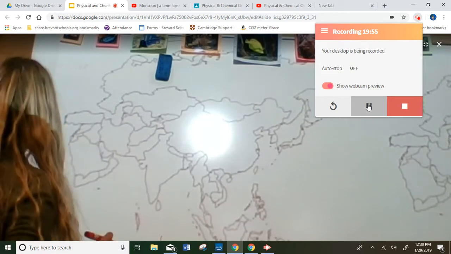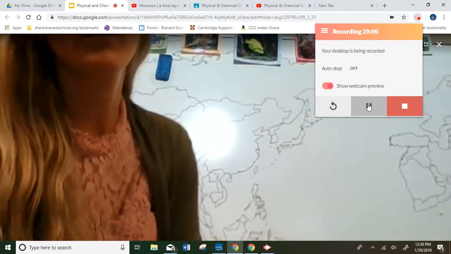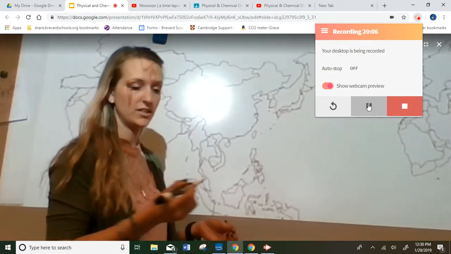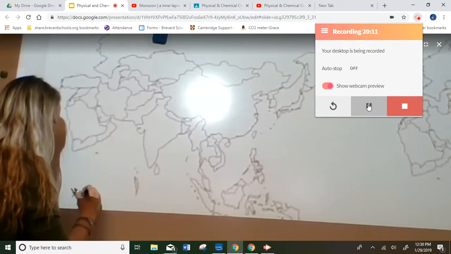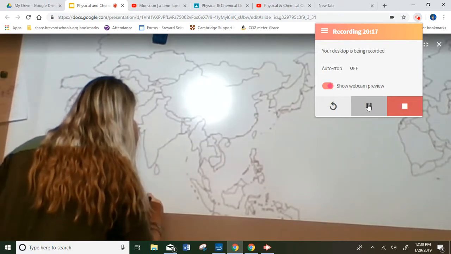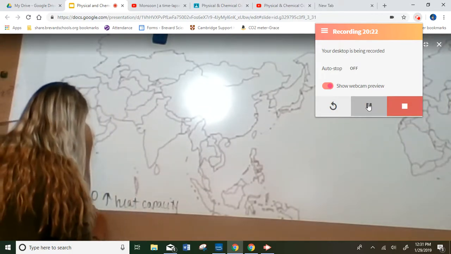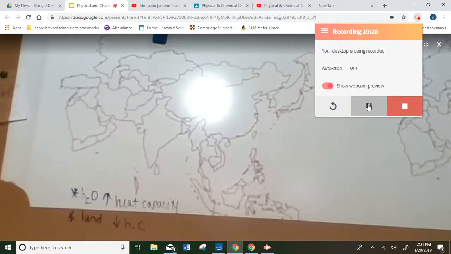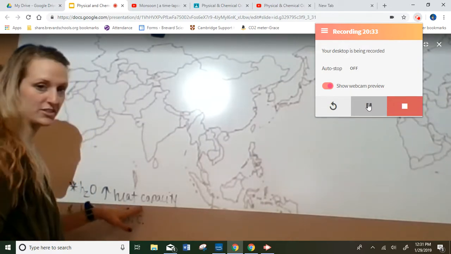And we need to keep in mind that you have different types of thermal capacity or heat capacity. So I just want to give you a little caveat down here. Water has a high heat capacity. Land, low heat capacity. And that just means water is going to hang on to its temperature for a while.